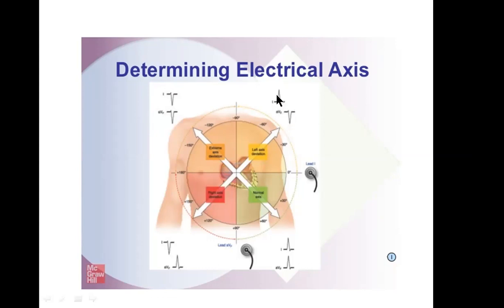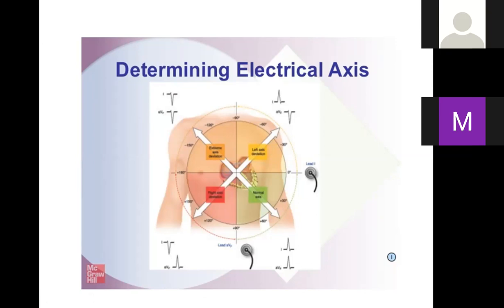And when in lead one the thumb is up, R is upwards, and in lead AVF the thumb is down, they are leaving each other. Left leaves and goes away from its destination. Left leaves, so left axis deviation. And when both leave, extreme axis deviation. Some say extreme right axis deviation, but to avoid the controversy, you can say extreme axis deviation.